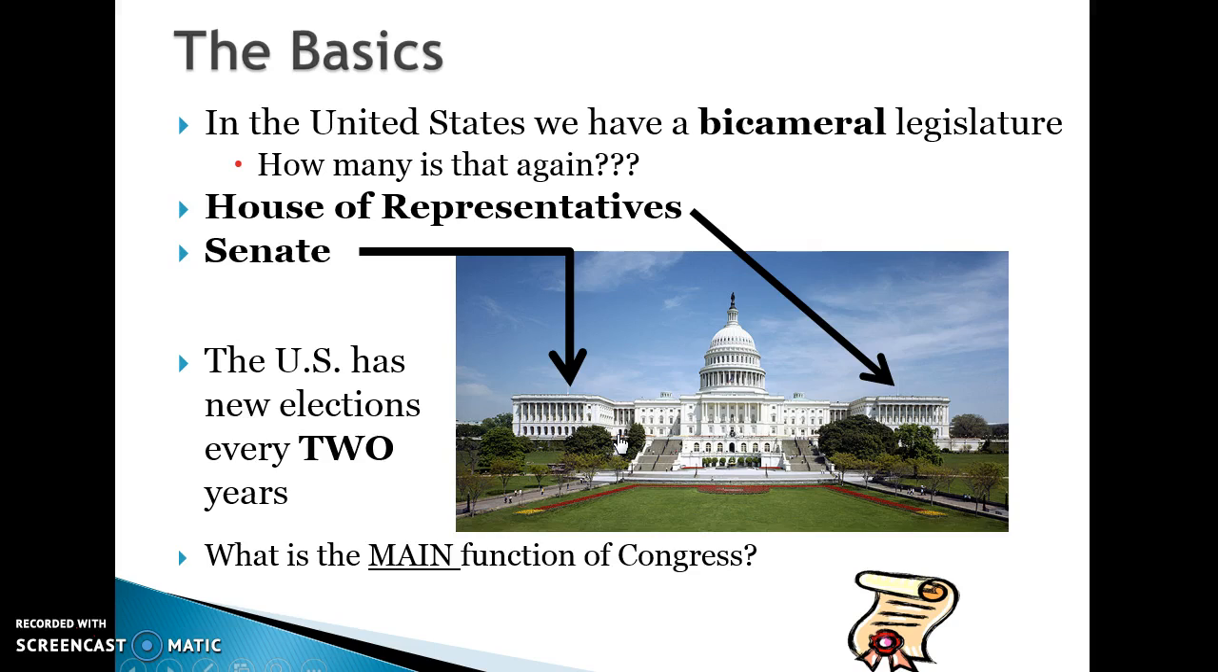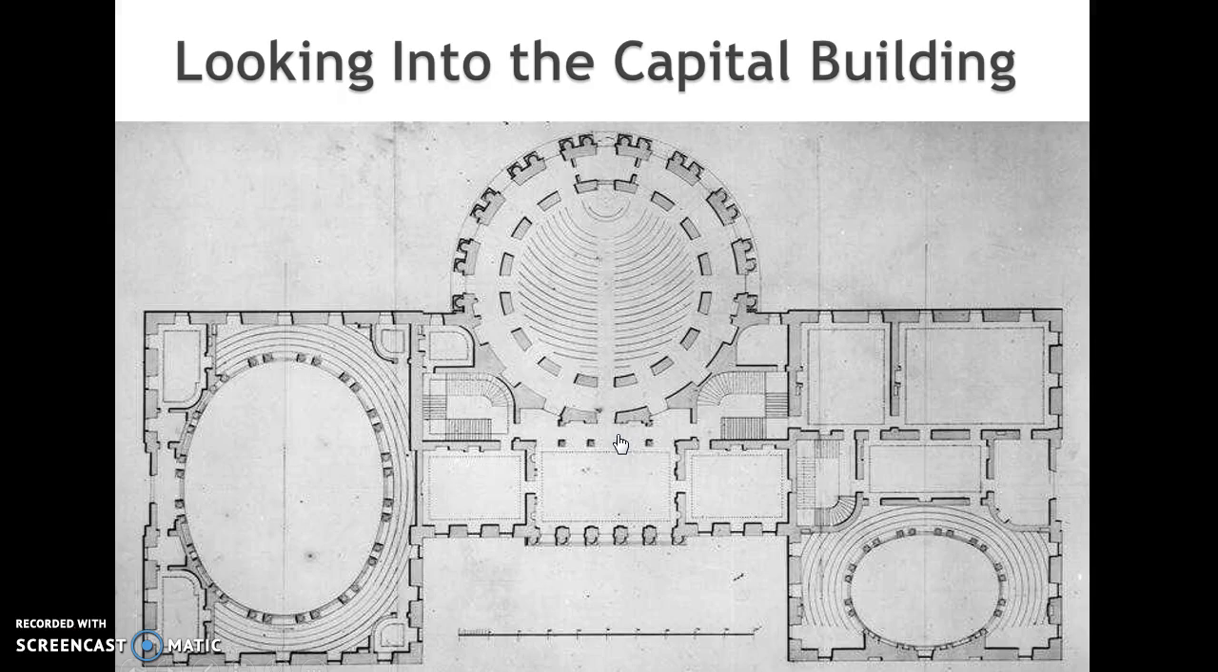Now, the U.S. has new elections every 2 years. One third of the Senate gets reelected every 2 years, and every member of the House of Representatives is reelected every 2 years. The main function of Congress, excuse me, is to make laws and frame public policy. This is what the Capitol building looks like. The larger side is for the House of Representatives because they have more members. They have 435 members versus the Senate's 100.